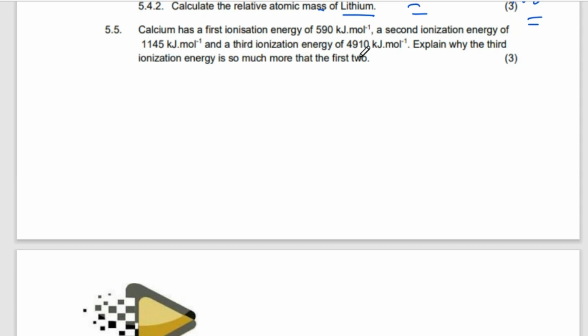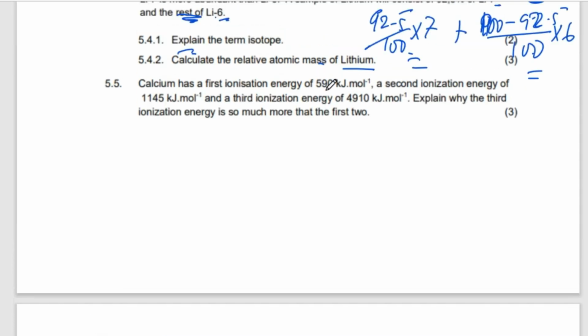The third ionization energy is this. Explain why the third ionization energy is much more. Guys, when the first ionization energy is this and the second ionization energy is this, the third one is extremely high. Why? Because don't forget that calcium is in group 2, meaning that it loses these 2 electrons. Once it loses these 2 electrons, what happens? It means that it has become stable.